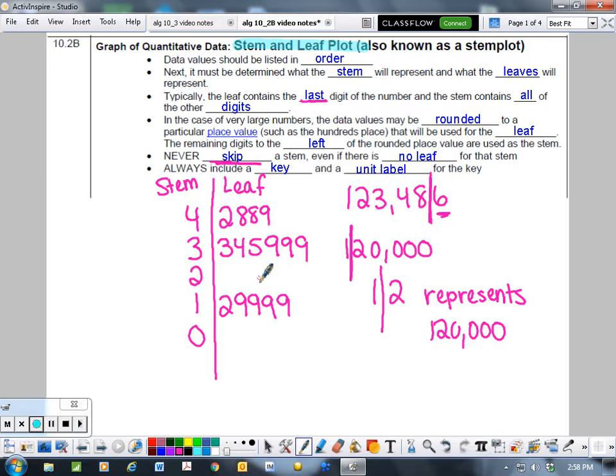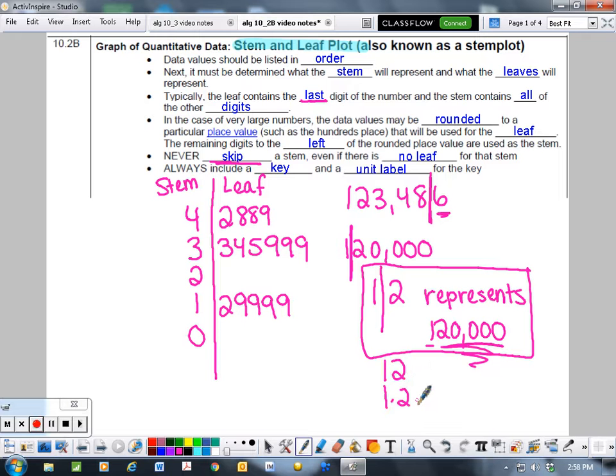And so then always important to show a key, because we may get something like this where a 1/2 represents 120,000. So it's important to know that that represents 120,000, not 12, not 1.2, not 120. So knowing that, having that key there is really, really important for us to know what those are representing.